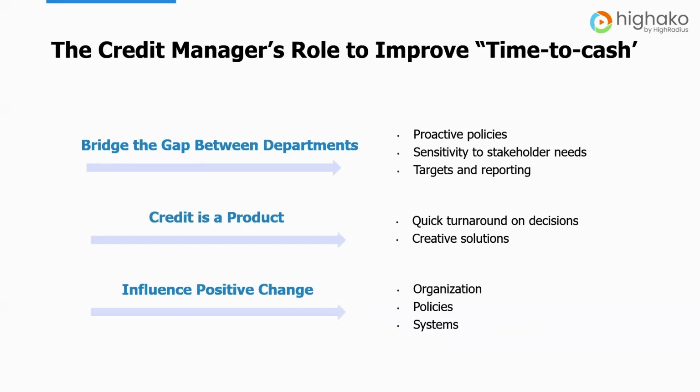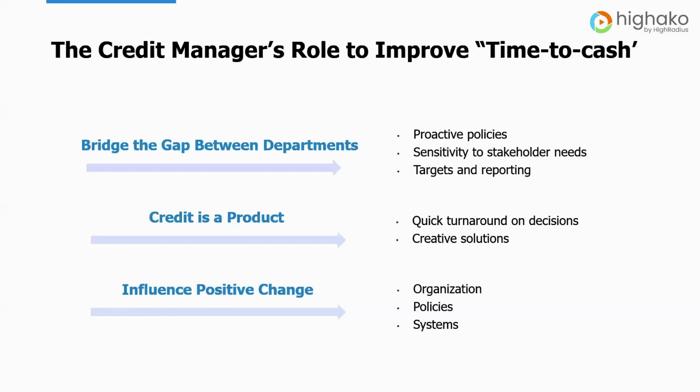You can do that by having proactive policies. These are actions that can be taken to really coordinate the different areas so that the process is relatively seamless. You have to be sensitive to the various stakeholders' needs in order to do that. Every department has its challenges. You have to really kind of step into their shoes and understand that and coordinate that with what you're able to do and what the need is to really make things flow seamlessly. There has to be targets and reporting so that you understand your successes, and also you can see areas where improvement is needed.